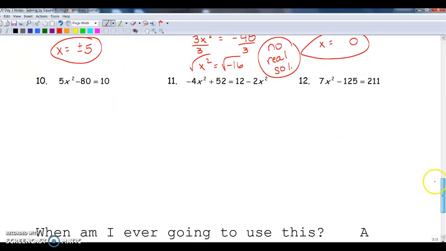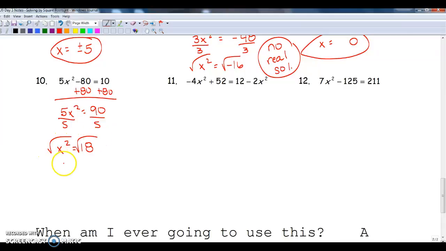Let's do one more. We'll just do number 10 and then we'll call it a day. With 10, you would want to start off by adding 80 to both sides. So you have 5x squared equals 90. Get rid of the 5 by dividing it. So x squared is going to be 18. And then you're going to get rid of the squared by square rooting it. 18 is not a perfect square, so you're going to have to do a factor tree.